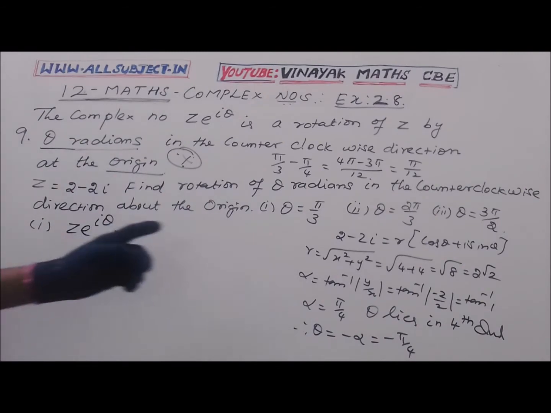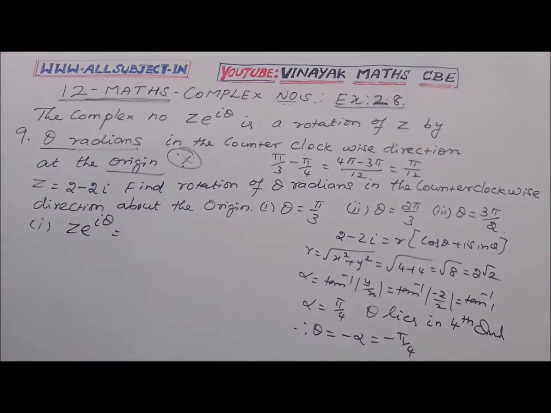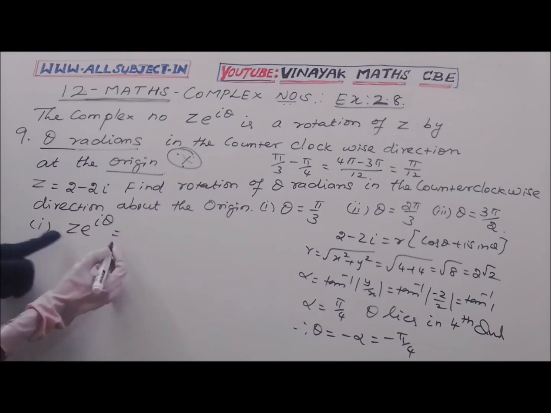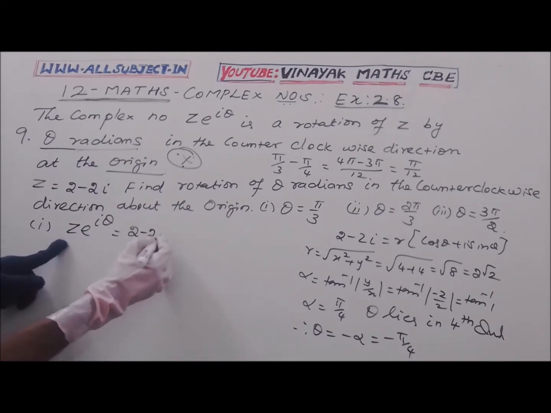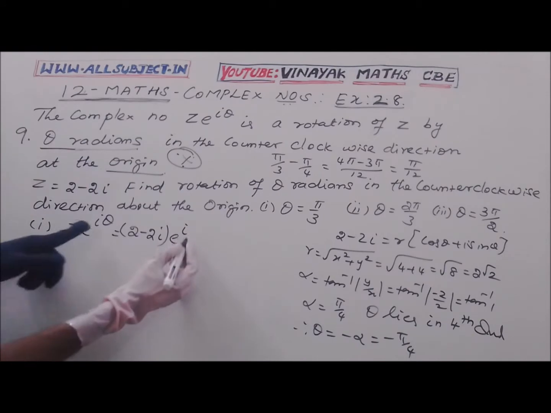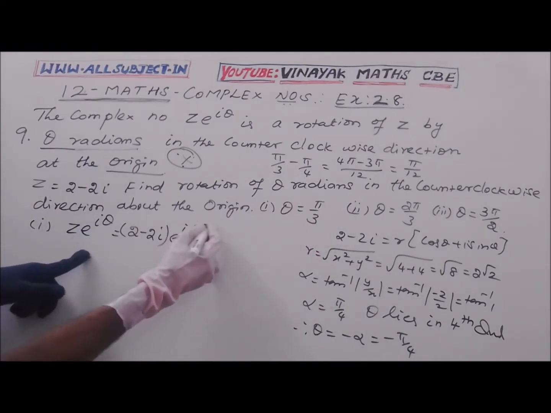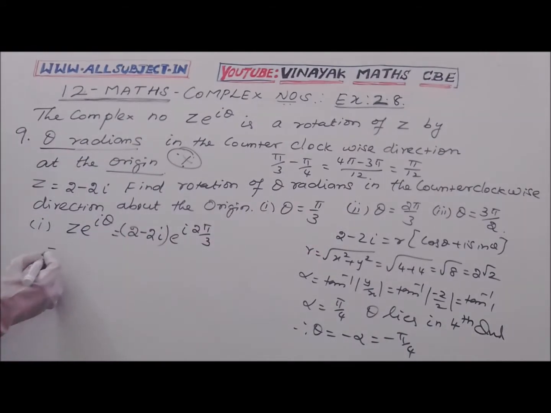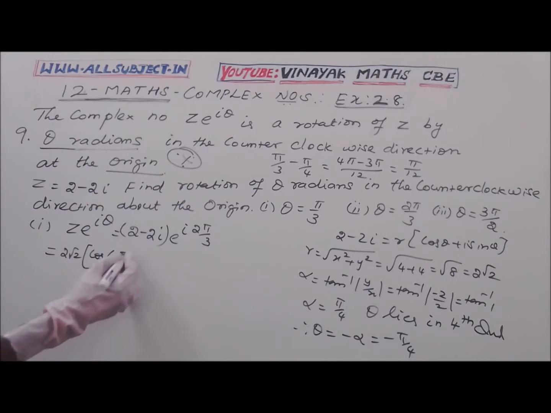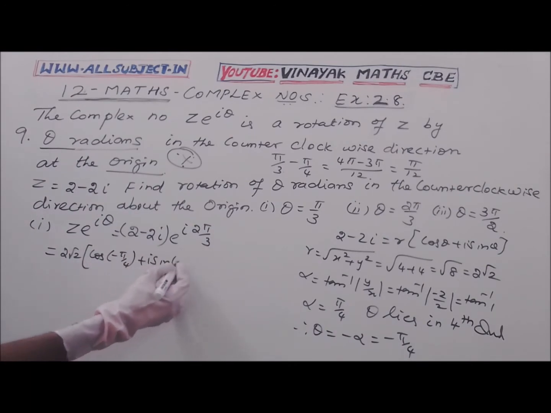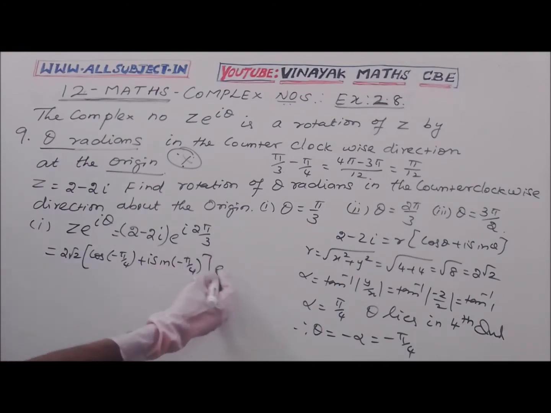Now for the second subdivision, that is theta equal to 2 pi by 3. Now z into e power i theta, the z is 2 minus 2i into e power i theta, where theta is 2 pi by 3. Now we have found 2 minus 2i as r into cos theta plus i sin theta, where r is 2 root 2 into cos, the theta value is minus pi by 4.